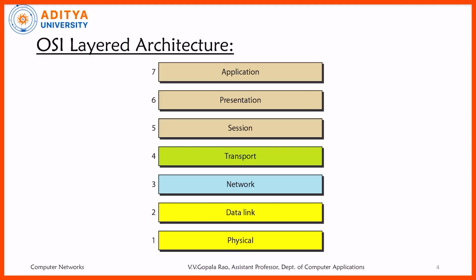Next, the second layer is the data link layer, the third layer is called the network layer, the fourth is the transport layer, the fifth is the session layer, the sixth is the presentation layer, and the seventh is the application layer.